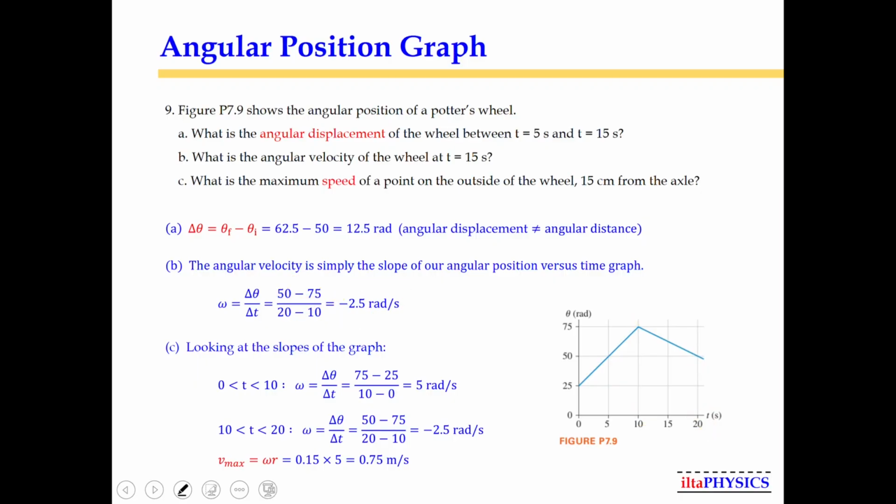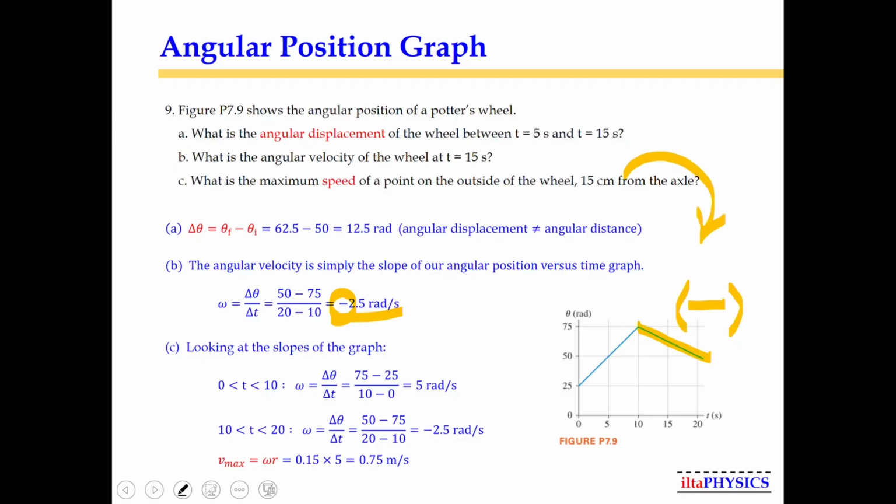It's important to understand the meaning of the sign here. Angular velocity is a vector quantity, meaning it has both magnitude and direction. A negative value means the object is rotating in a clockwise direction.